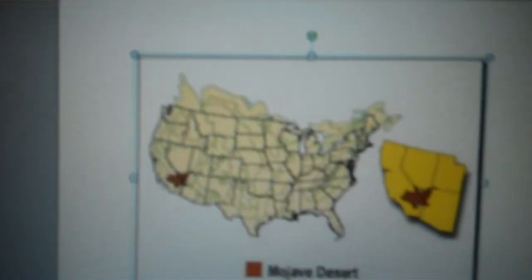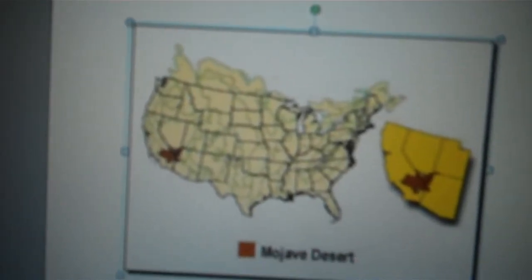And lastly, here's where the Mojave Desert is located. As you see, it was located in the southwest part of the United States.